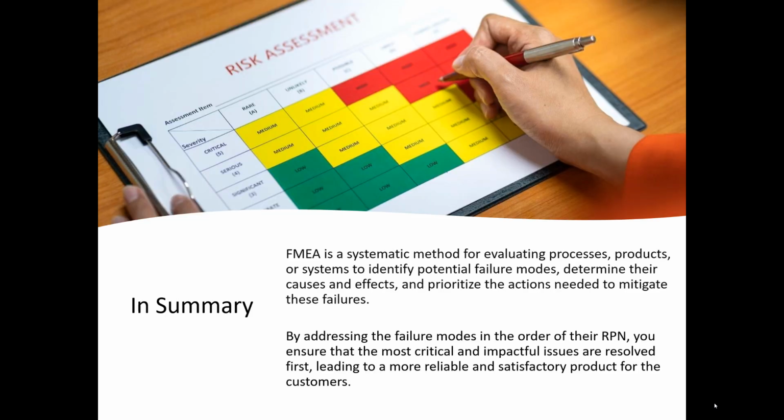So what we've learned is that FMEA is a systematic method for evaluating processes, products, systems or designs to identify potential failure modes, determine their causes and effects, and prioritize the actions needed to mitigate these failures. And by addressing the failure modes in the order of the RPN, you ensure that the most critical and impactful issues are resolved first. And therefore this leads to more reliable products, more reliable designs, and happy customers.